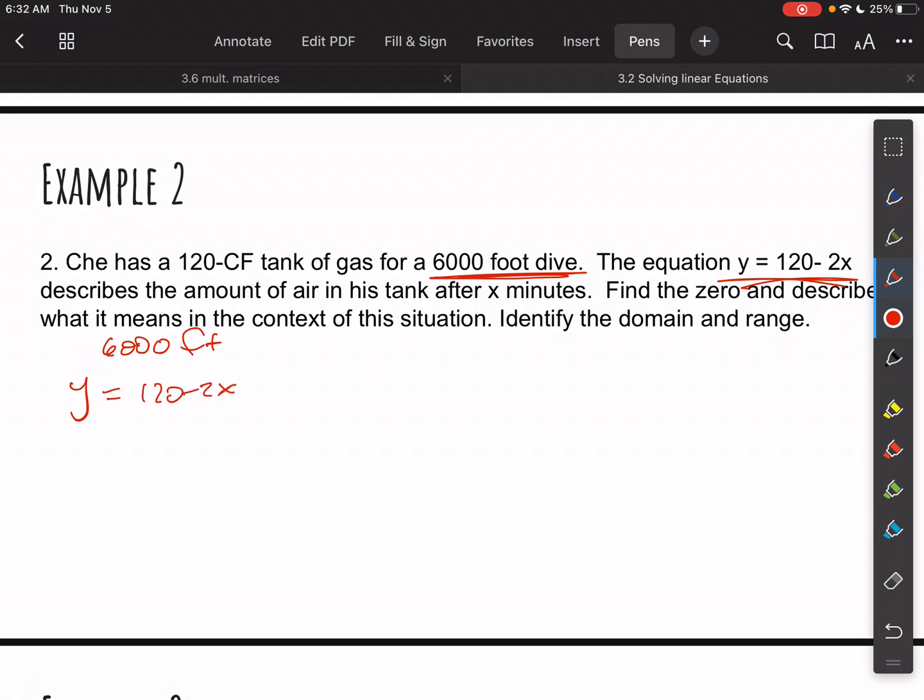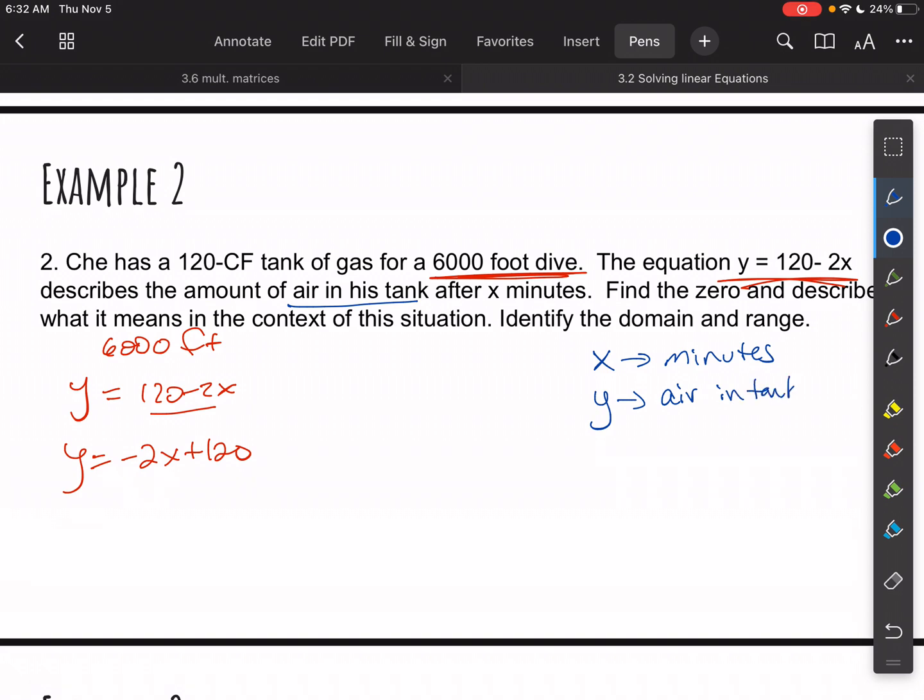Well, that looks a little different than our standard form of a line, so I'm just going to change that a little bit by rearranging this, which is totally legal to do, right? I'm just switching those around. It says this describes the amount of air in his tank after X minutes. So the X values in this equation represent time in minutes. It's good to identify our variables. The Y values would have to be, because it says the equation describes the amount of air in his tank after X minutes, air in tank. So Y is representing the air, X is representing the minutes.